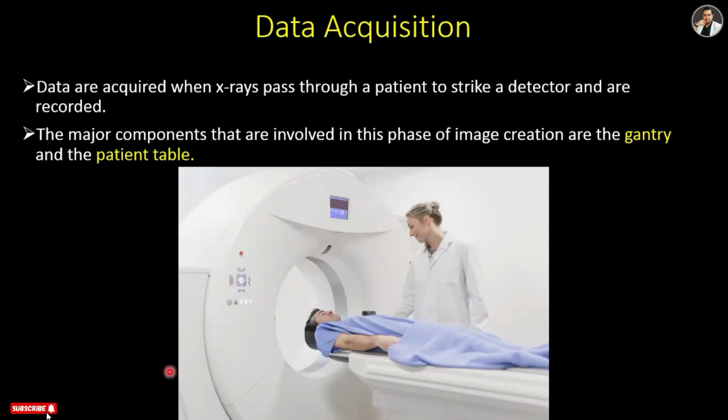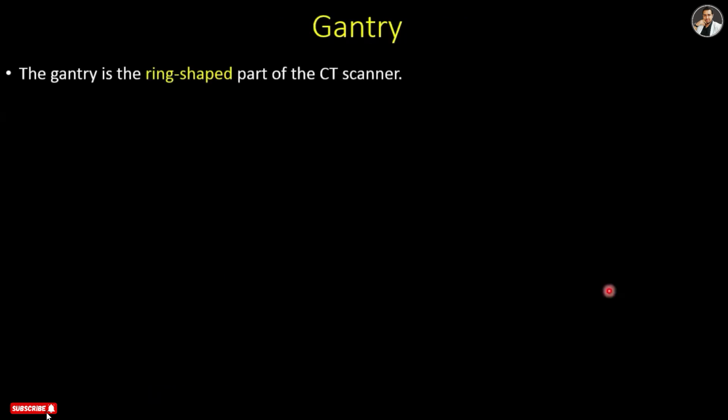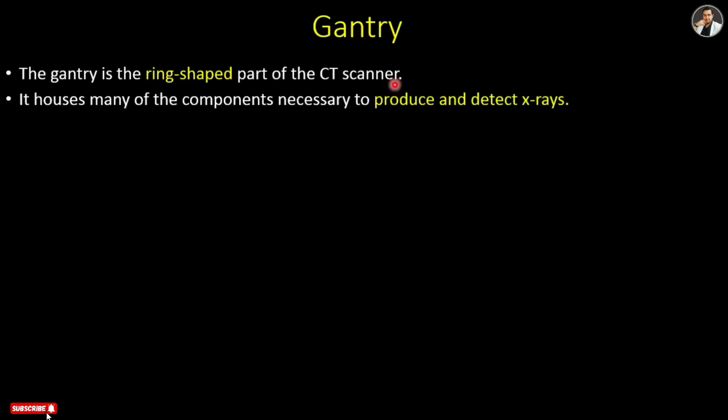So now let's introduce the gantry. What is the gantry in detail? The gantry is the ring-shaped part of the CT scanner. That means the big gold part of the CT scan machine is the gantry. It houses many of the components necessary to produce and detect X-rays. That means all the components to make and detect X-rays are housed in the gantry.